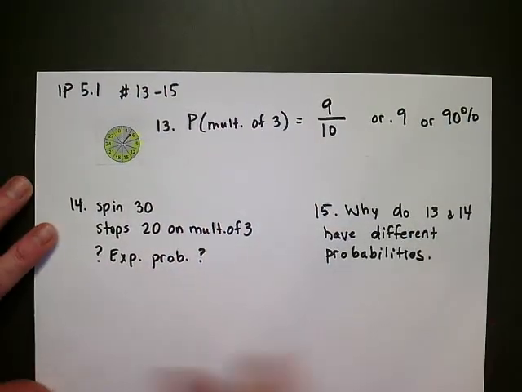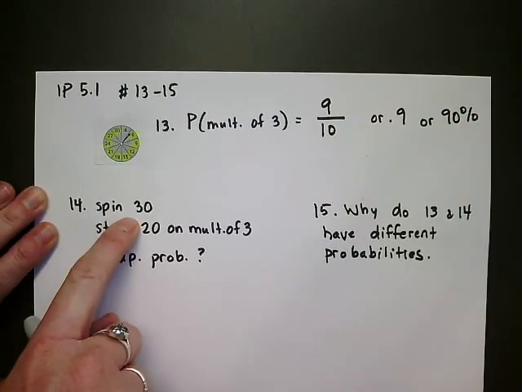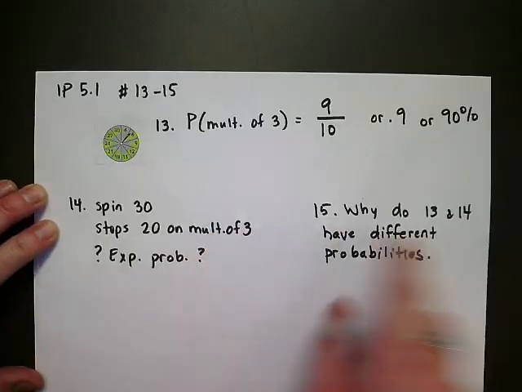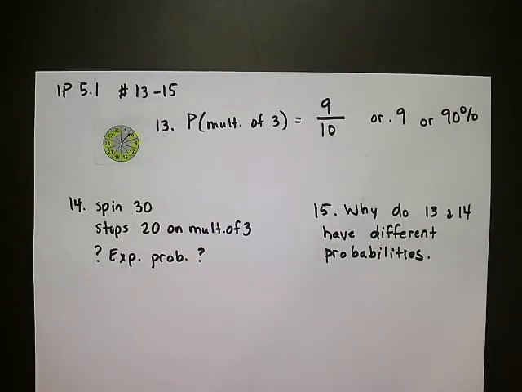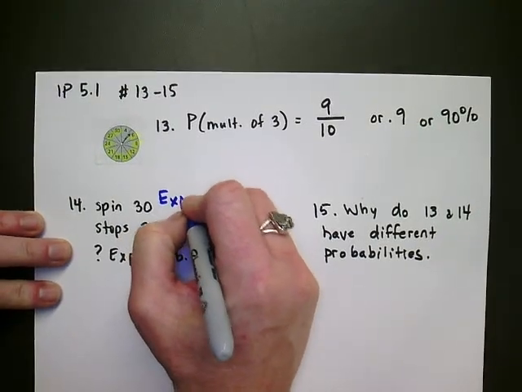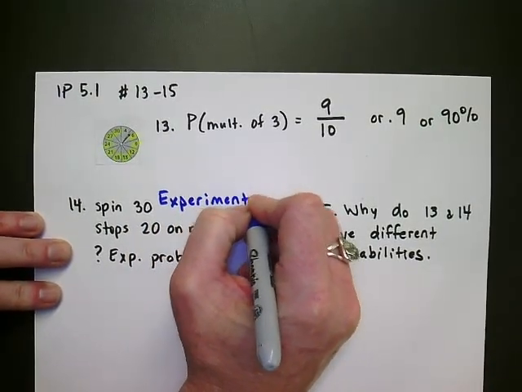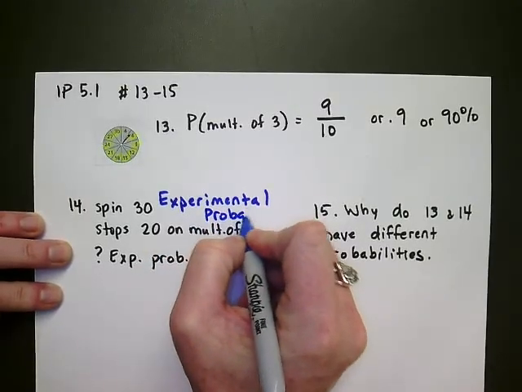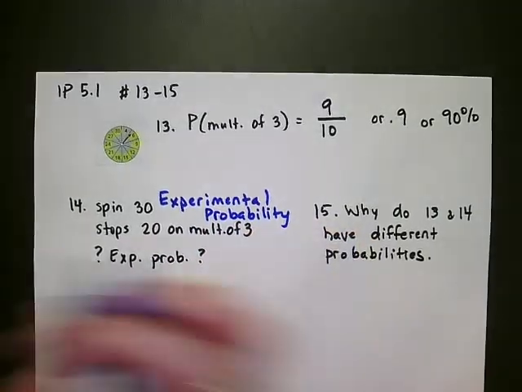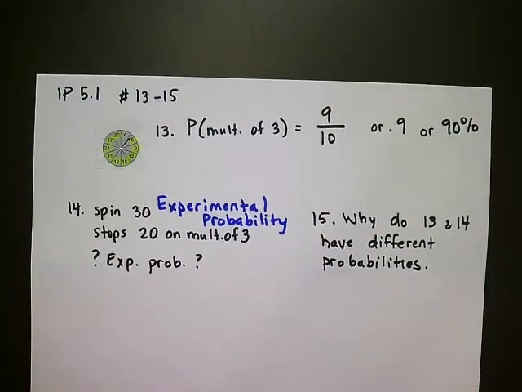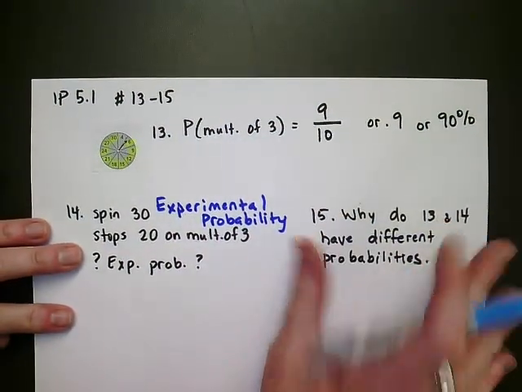Okay, then it's asking, what if we spin 30 times and it stops 20 of those times on a multiple of 3? So this is now experimental probability because we're basing it on data. Experimental probability. And it should be noted maybe up here that this guy was theoretical probability. This is what we expect to happen. This is what should happen.